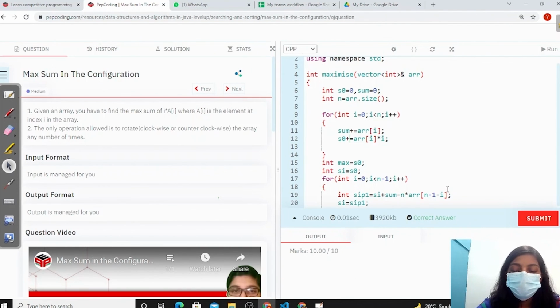Okay, so this was my code for this max sum configuration, and I hope I made it clear to you.